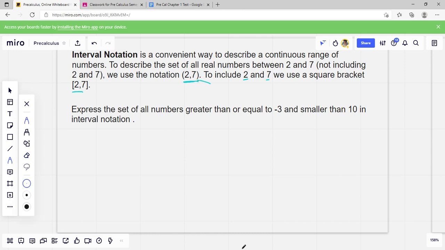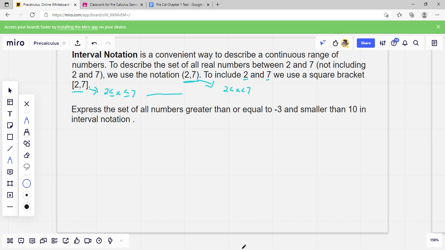For this one, we would say 2 is less than x, and x is less than 7. So that's going to be all the numbers between 2 and 7. For this one, we would say 2 is less than or equal to x, which is less than or equal to 7. So the 2 and the 7 are included in that.